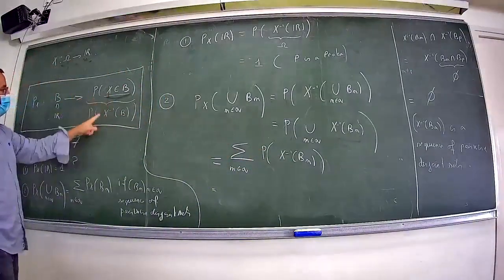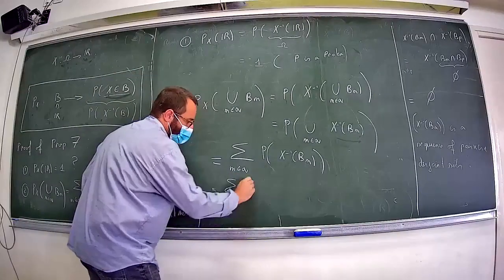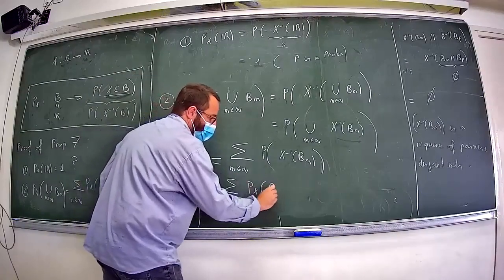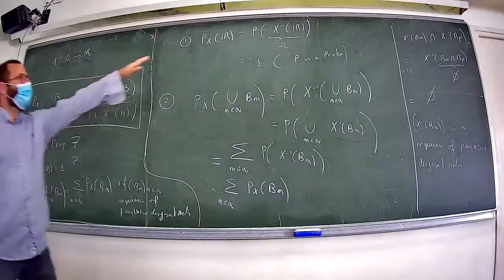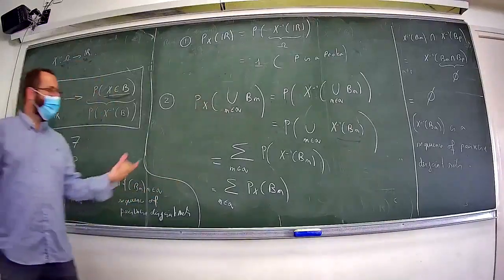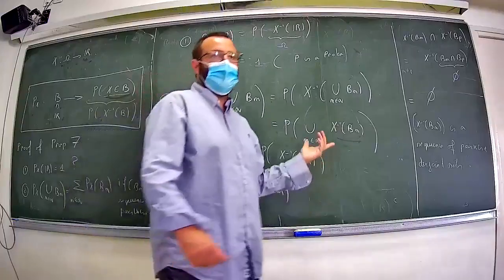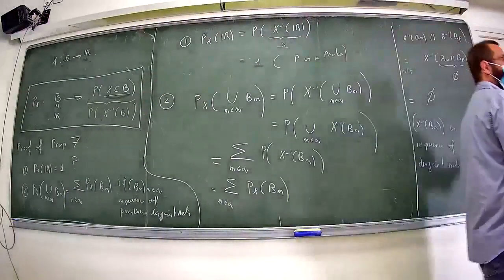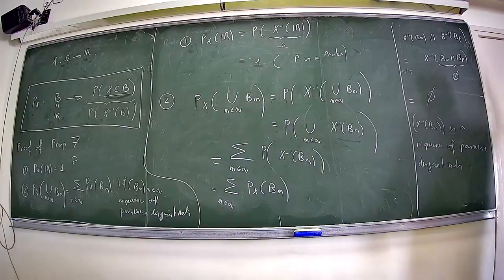P of X minus 1 of Bn is just PX of Bn. So you have proved both that PX of R is equal to 1, and that when Bn is a sequence of pairwise disjoint sets, PX of the union is equal to the sum of the PX. And so PX is a new probability that we will call from now on the distribution of capital X. Okay?